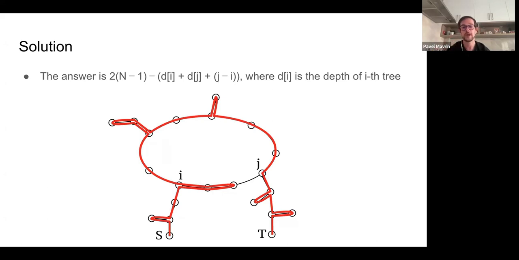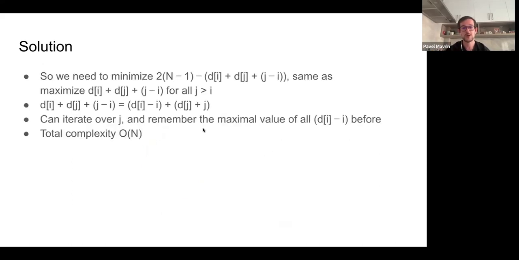Now, we can pre-calculate all the depths in linear time. So for every tree, let's calculate the maximal depth in this tree. Now, how to find the minimal sum like this? When we want to minimize something like this, again, 2n minus 1 is the constant. So to minimize this sum, I need to maximize di plus dj plus j minus i. And you do it like this.